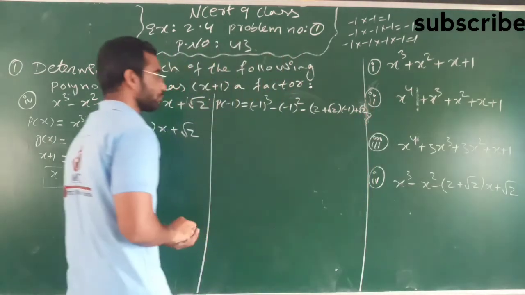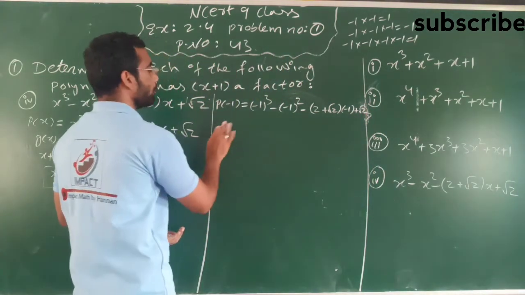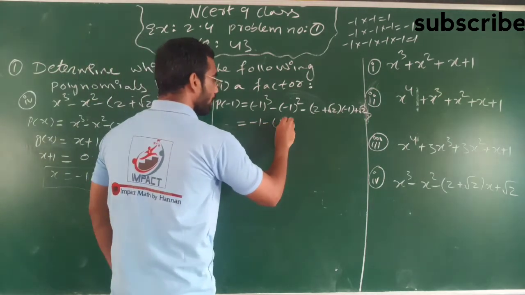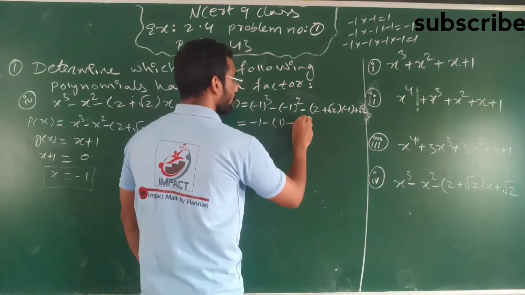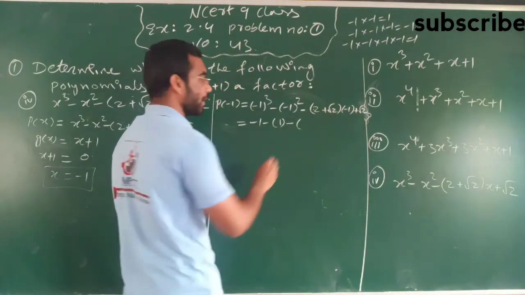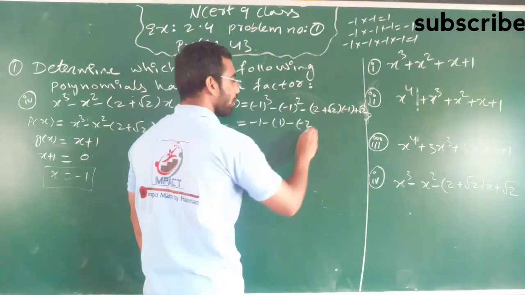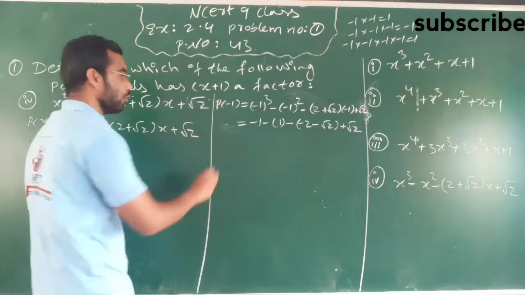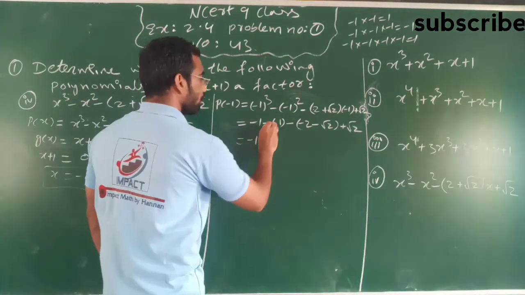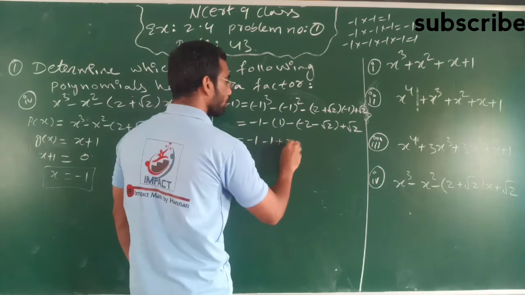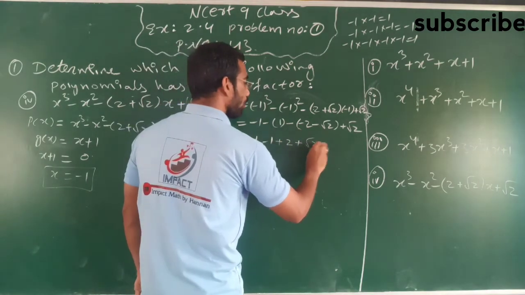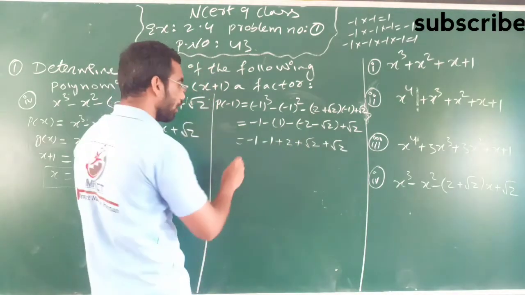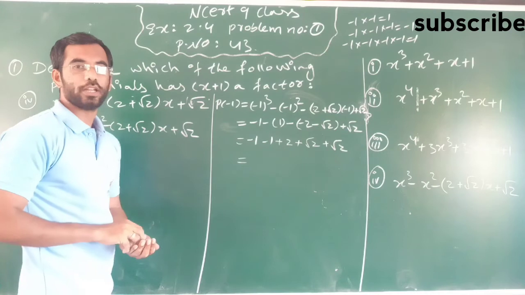Okay. Now minus 1 power of 3 will be minus 1. Minus into plus will be minus 2, minus into plus will be minus root 2 plus root 2. Minus 1 plus 2 plus root 2 plus root 2. Minus into minus plus, minus into minus plus. Okay. Now minus 1 minus 1. I said it to you previously also.